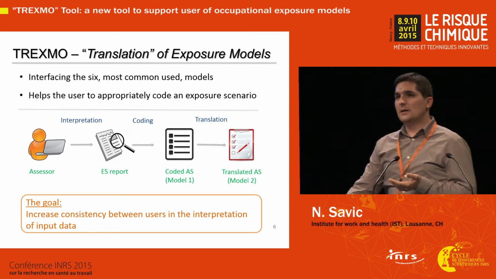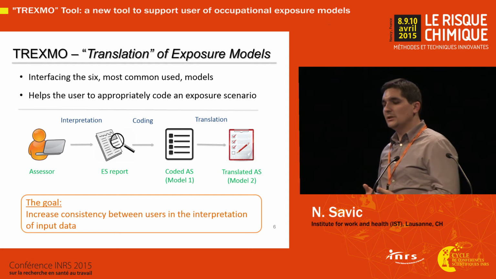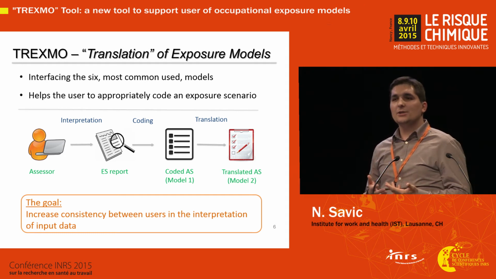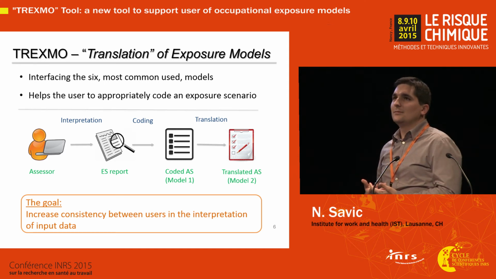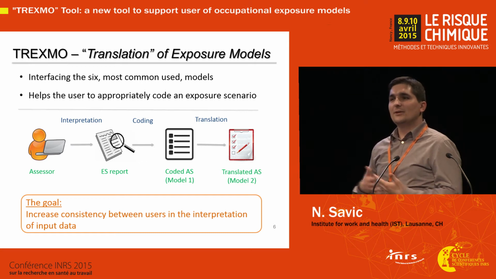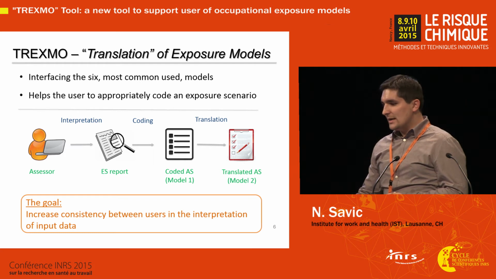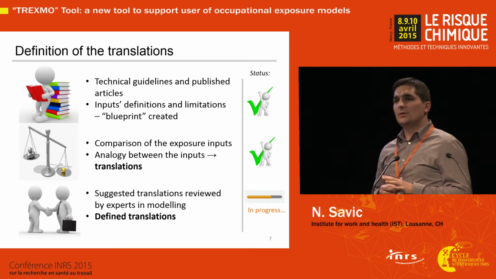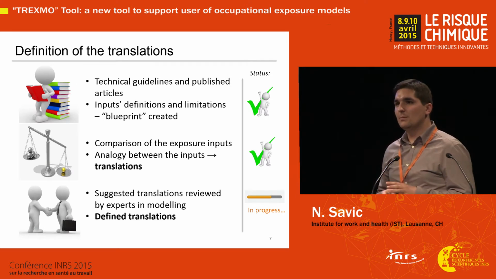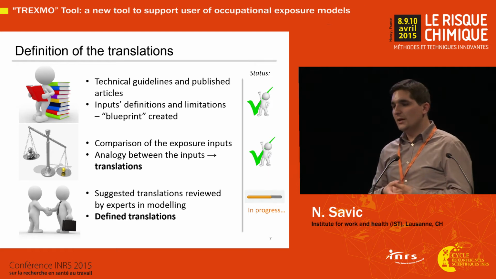The goal of defining a translation system between these 6 models is to increase consistency between users in the interpretation of different inputs and different, maybe I can name it, different languages used in different models. As I said, this tool is based on the translations between models. So 6 models can communicate with each other.